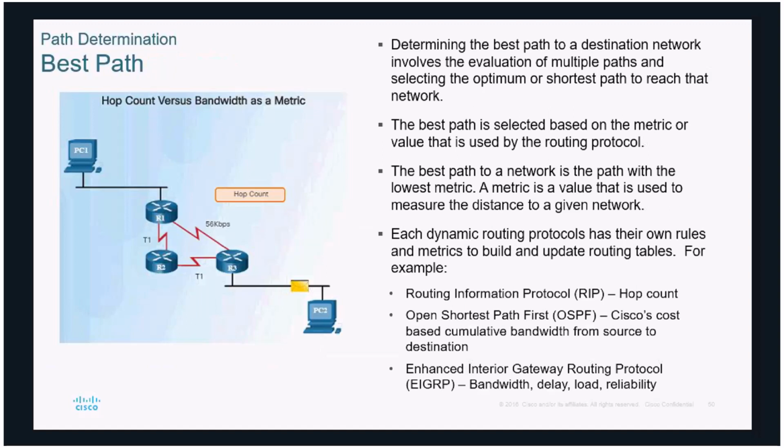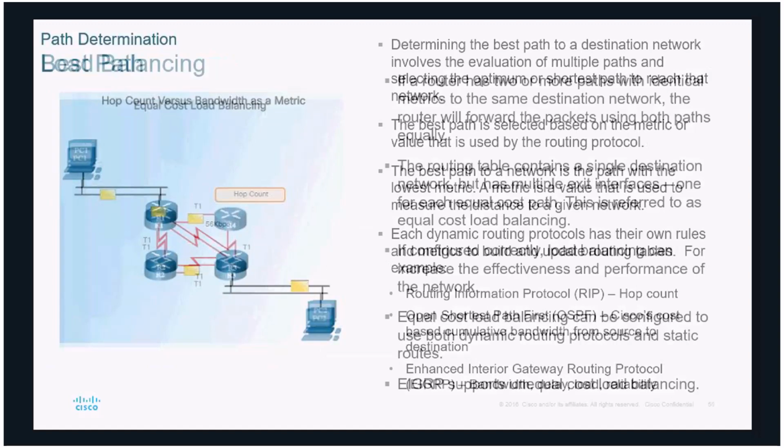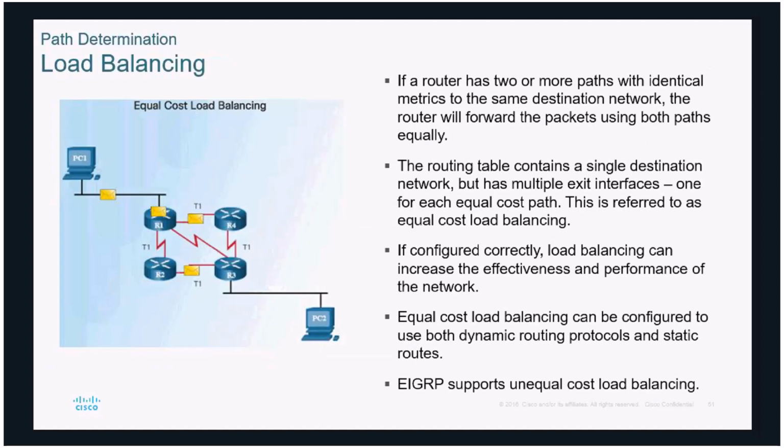RIP has a hop count, so how many steps, jumps, does it take? OSPF, open shortest path first, is Cisco's own, based on bandwidth, which is cumulative, meaning it adds up as it goes along from source to destination. And EIGRP, enhanced interior gateway routing protocol, uses bandwidth, which is the speed of the connection, delay, load and reliability. This is the best one, they seem to say. A really great, fast protocol to move things along. So that's some of the terminology to be aware of in path determination.